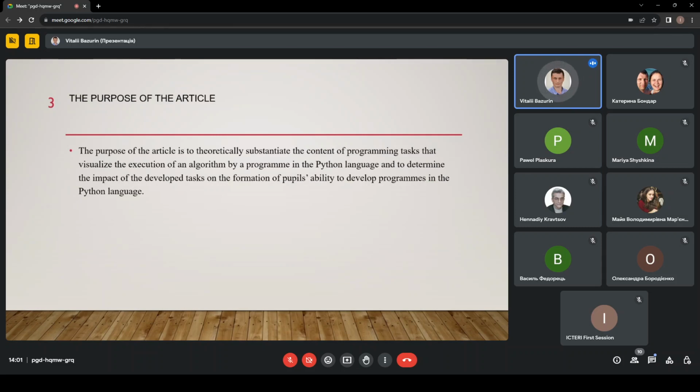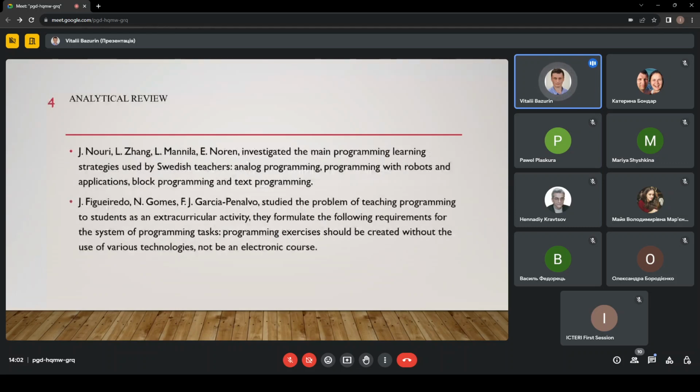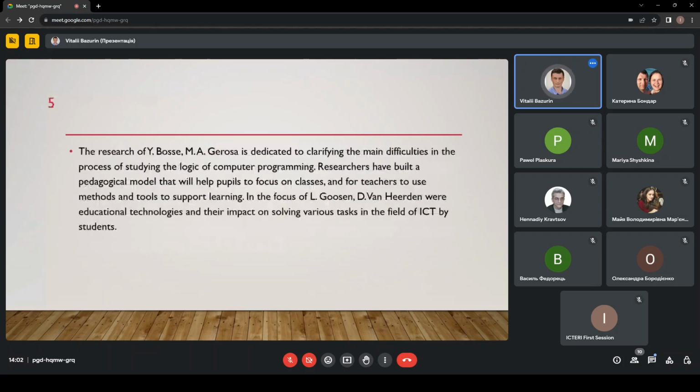The purpose of the article is to theoretically substantiate the content of programming tasks that visualize the execution of an algorithm by a program in the Python language and to determine the impact of the developed tasks on the formation of pupils' ability to develop programs in the Python language. Analytical review. A large number of scientists have studied the problem of learning the basics of programming. They are shown on the slides.